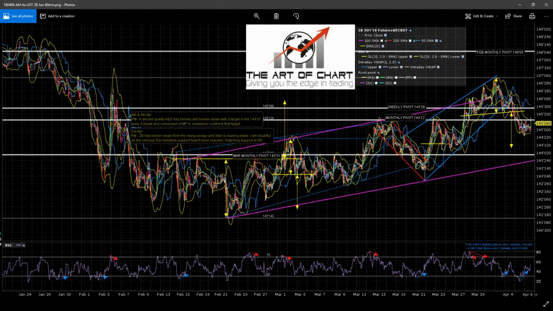Obviously testing the monthly pivot at the moment. If we get back over the monthly pivot and the weekly pivot, then that retest is open. And that would, one, establish a very decent topping pattern if it got up here and then reversed there, and it would finish off the unfinished business, without which I'm not really seeing a big decline on ZB starting. Could be wrong, but normally that would be the case.